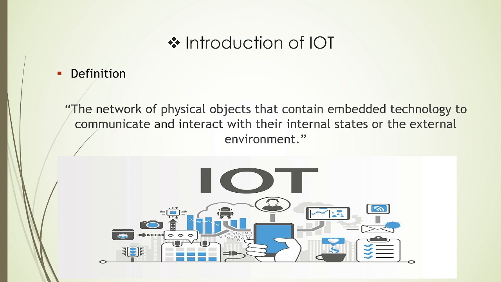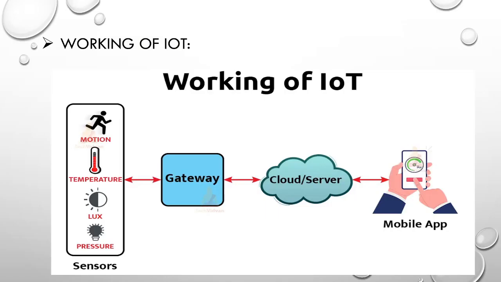Now comes to the IoT. What is IoT? The network of physical objects that contain embedded technology to communicate and interact with their internal states or the external environment. Now comes the working of IoT. There are mainly four parts of IoT.